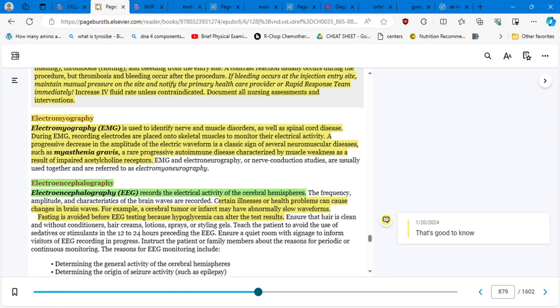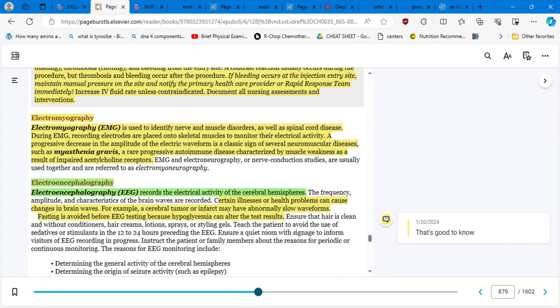And then we have the electromyography. It's used to identify nerve and muscle disorders as well as spinal cord disease. During the electromyography, recording electrodes are placed into skeletal muscle to monitor their electrical activity. That's why it's called electromyography. Electro is electrical, myo refers to muscles, graphy is the imaging, okay? You need to start studying this way, breaking down the words into pieces to understand the suffix and the prefix of every word so you get familiarized with the procedures.